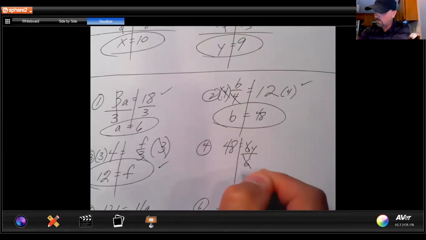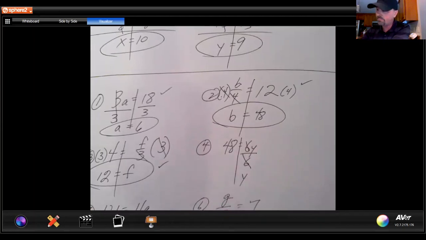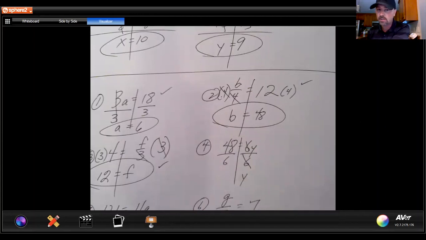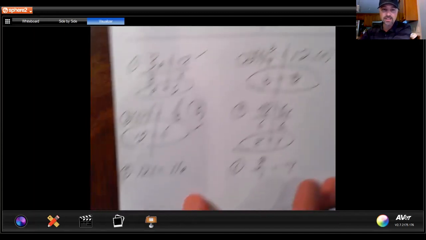6 divided by 6 brings this down to a single y. What I do on one side, I do on the other. Keep it balanced. And 48 divided by 6 is 8.